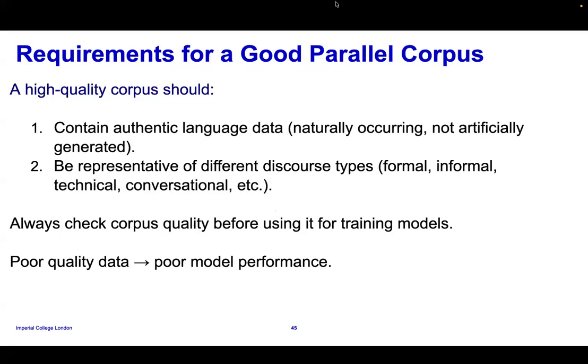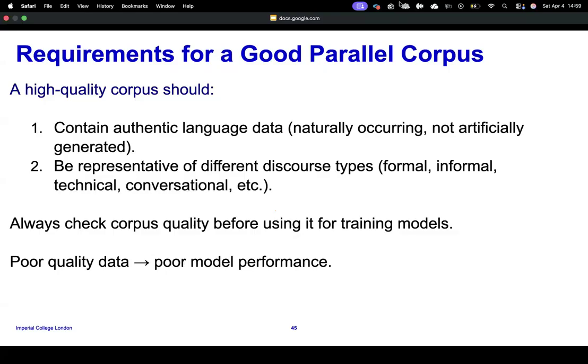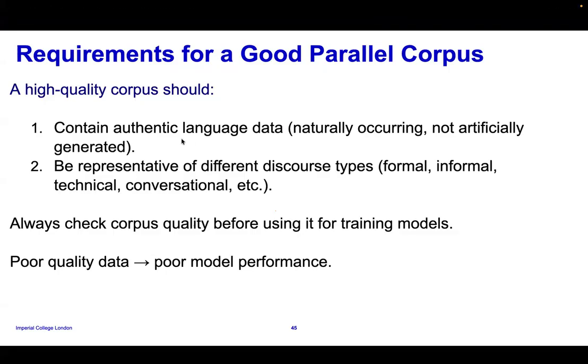You also need to know the requirements for a good parallel corpus. It contains authentic language data. For example, if you want to create a parallel corpus for Hausa, you need to get very authentic data, not artificially generated. For example, not data created from ChatGPT, because it will not be authentic. Also, it must be representative of different discourse. So if you want to create machine translation data, don't just go and create data from sport, or just from health, from one domain.